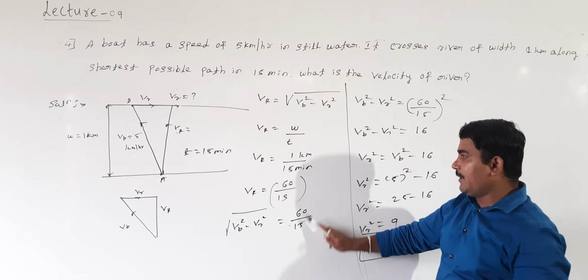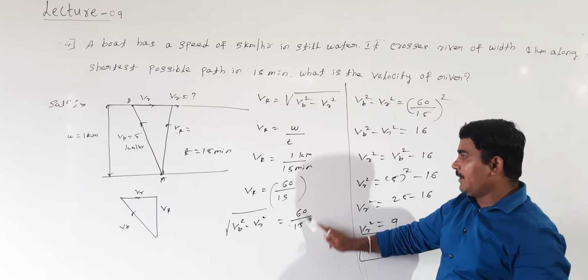And the angle made with the width of the river. Shortest time and longest path. Already we have known, along with shortest path and longest time. Two cases are there. But the first case here: he crosses the river in shortest time.